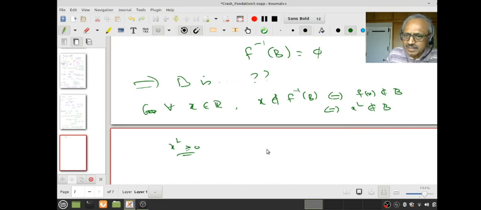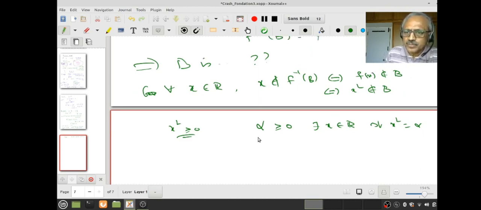Do you understand that? Suppose alpha is non-negative. From real analysis we already know there is a real number x so that x squared equal to alpha. Square root exists for non-negative real numbers. You understand? Are you following? Now, what do I claim? I claim no non-negative real number alpha can be an element of B. This cannot happen.